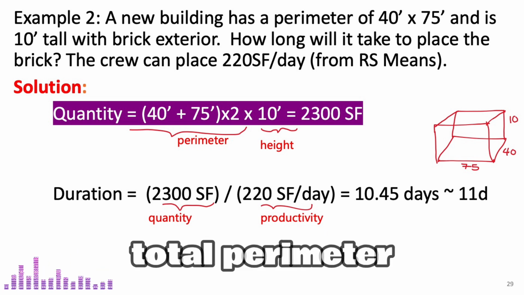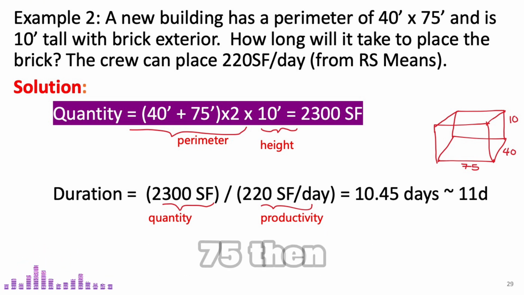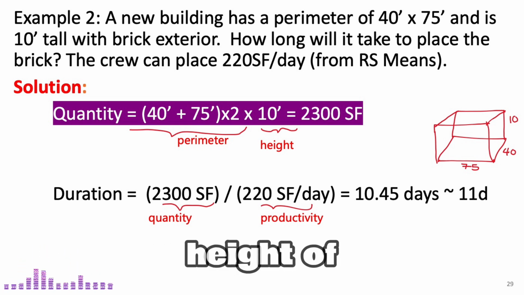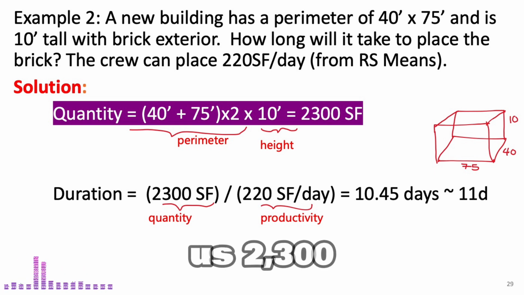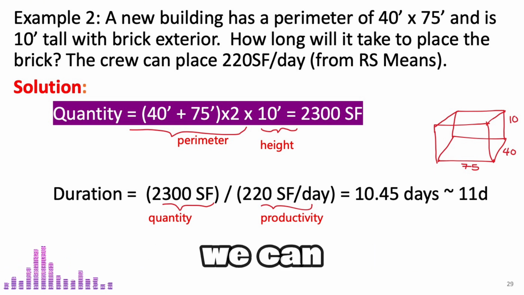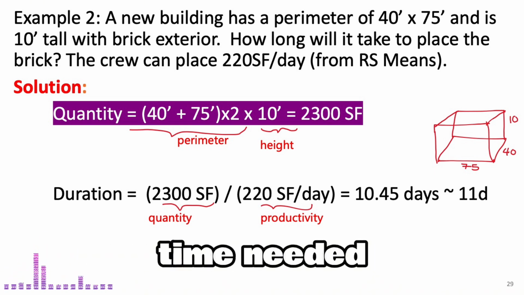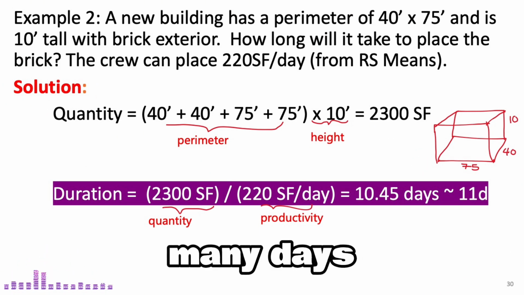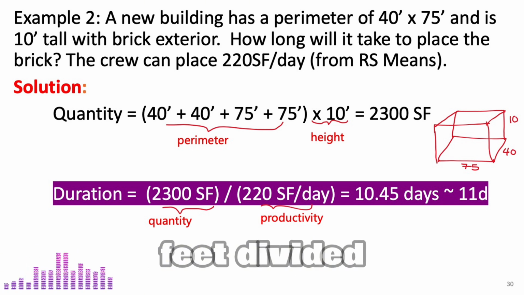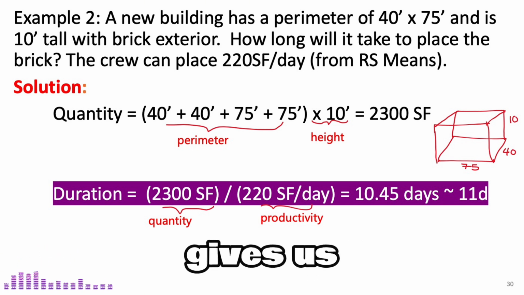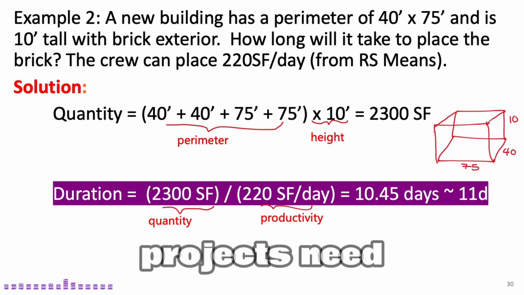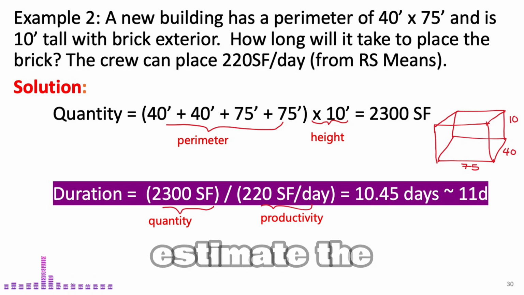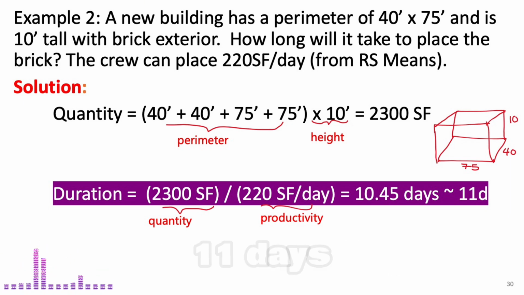First, we find the total perimeter by adding all 4 sides. 40 plus 75, then multiplied by 2, gives us 230 feet. Next, we multiply this by the height of the walls, 10 feet. This gives us 2,300 square feet of brickwork. Now, we can use the crew's productivity rate to estimate the time needed. As given, the crew can place 220 square feet of brick per day. To find out how many days are needed, we divide 2,300 square feet by 220 square feet per day, which gives us about 10.5 days. Since construction projects need to account for delays, weather, and unexpected issues, it's reasonable to round up. So we estimate the total time needed to place the brick at approximately 11 days.